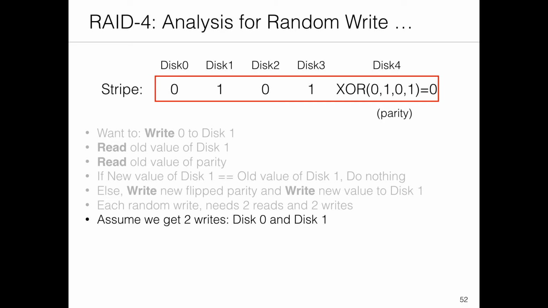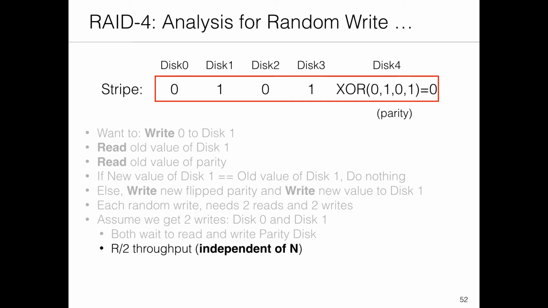And now let's say we get 2 writes, to disk 0 and disk 1. Which means a write to this and a write to this. This is being done at random. Now both have to wait to read and write the parity disk, because the parity disk is common to all of these. And the throughput becomes R by 2. You can do the operations in parallel on the parity disk. You require 2 operations to be done on the parity disk, read and write, and in parallel you can do the read and the write of the data disk. So that is in fact not even the bottleneck.